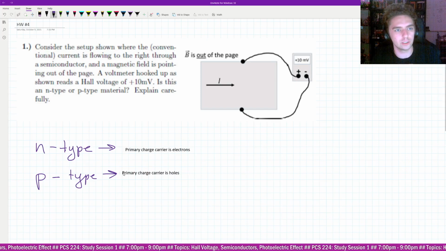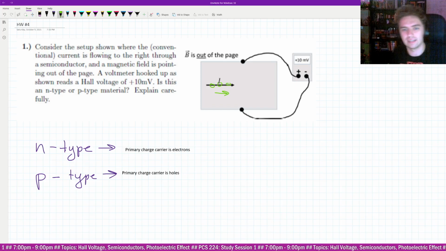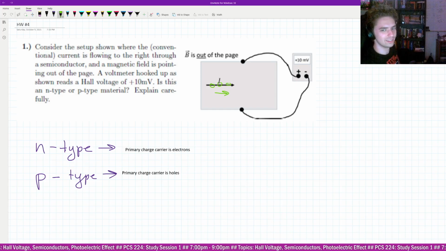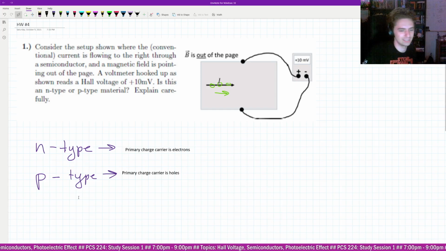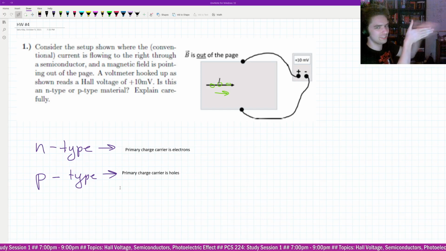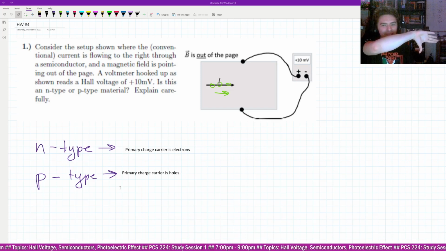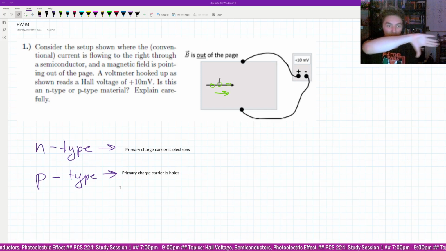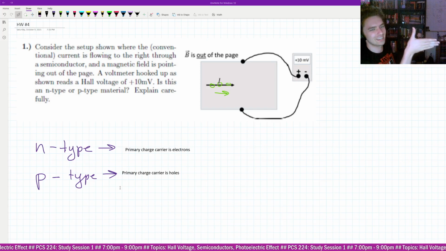The best way to do it is to assume first of all that it's holes and see if this makes sense. So if these are holes traveling that way, think about how this is going to look. If our current is going this way, point your fingers in the direction of the current. The magnetic field is out of the page, so it should look like this for you, looking at you, but for me it would be like this. Okay, whatever, I'll just do it for me.